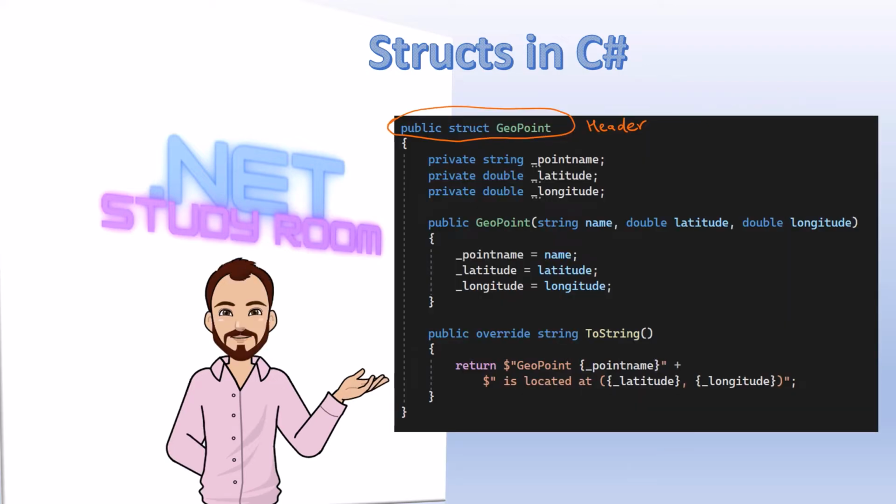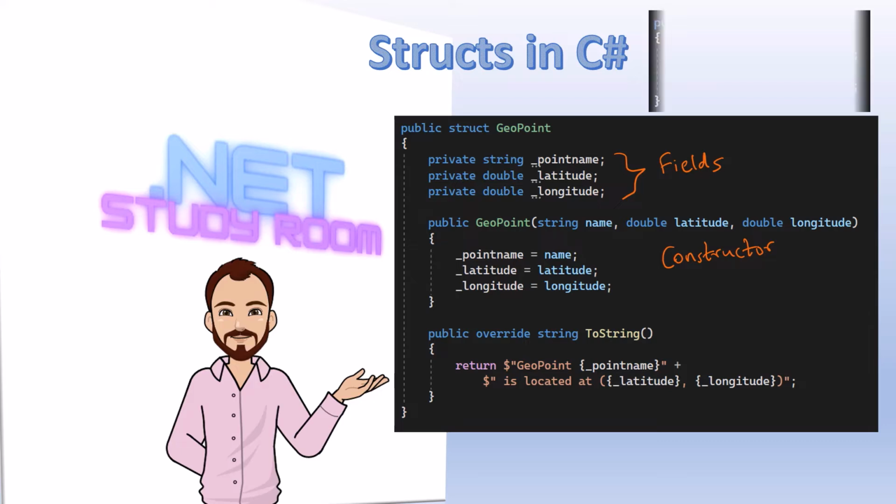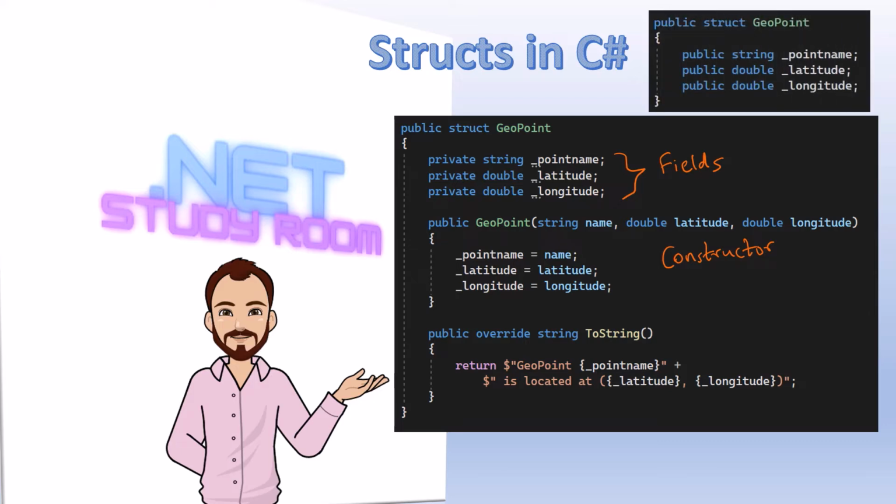Now let's see an example of a struct type. The declaration of a struct is very similar to that of a class. The header part of the struct starts with the access modifier, public, followed by the C# keyword, struct, followed by the name of the struct, GeoPoint. There are three field members in this struct: point name, latitude, and longitude. Also, there is a constructor, which initializes the values of all the fields. And there is an override of the ToString method, which represents the struct in the form of a string. A struct can be written without any explicit constructor, in which case, there is an implicit default constructor, just like in a class.